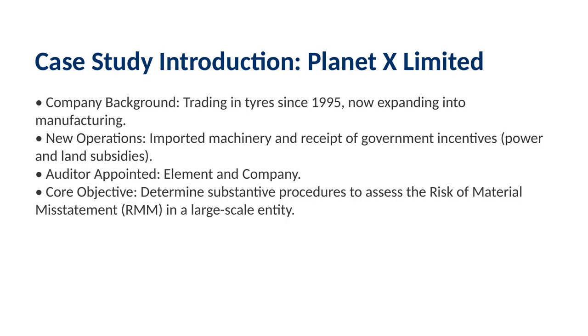All right, everyone, let's dive into this important case study. Imagine we have a company called Planet X Limited. They've been trading in tires since 1995, but now they are expanding into manufacturing. They've imported machinery and are receiving government incentives like power and land subsidies. Element and Company has been appointed as the auditor. The core question here is, when auditing such a large entity, what substantive procedures should be performed to assess the risk of material misstatement?